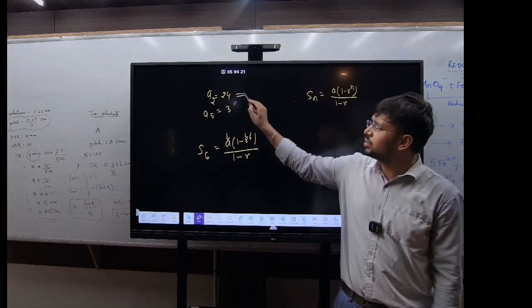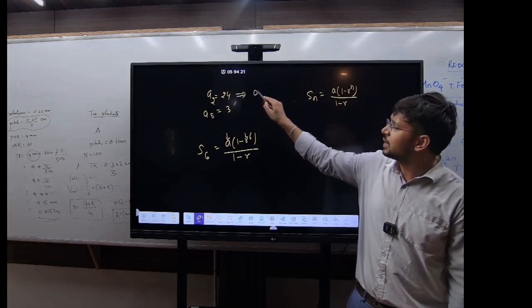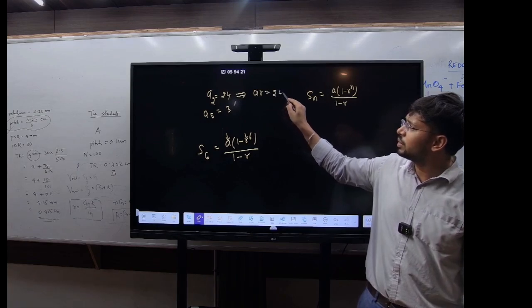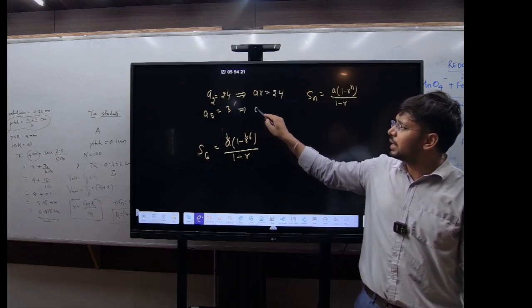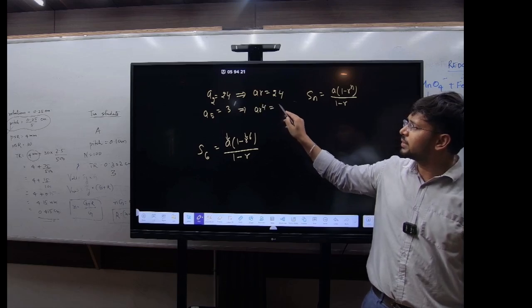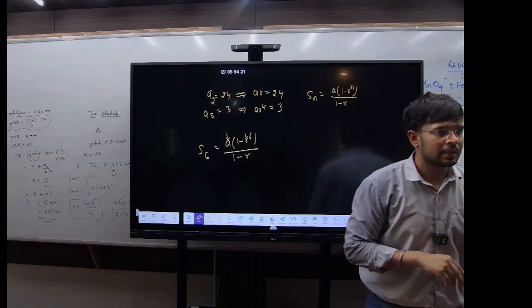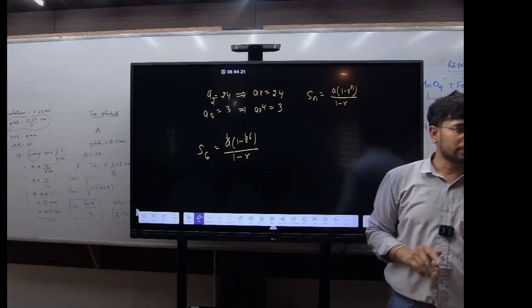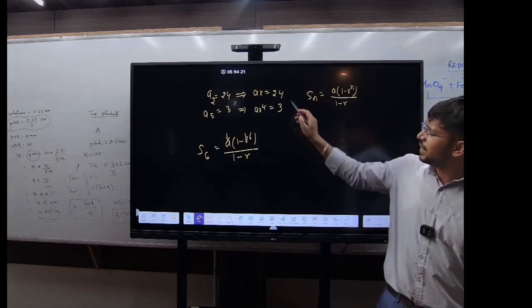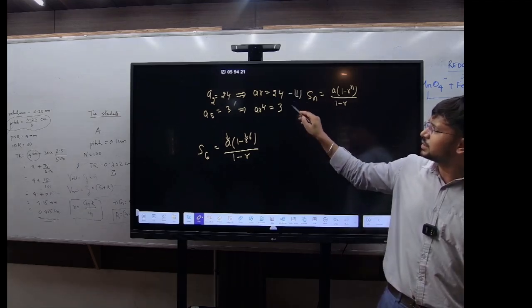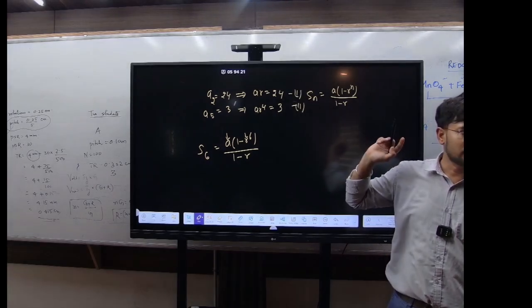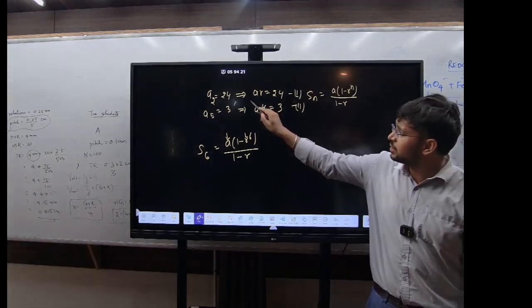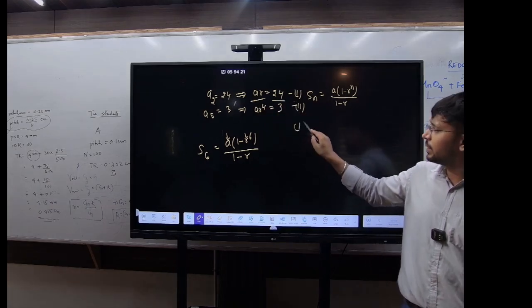What is A2? The second term formula is AR. AR is given as 24. And what is A5? It is AR4, and that is given as 3. With the help of these two, I have to find A and R. Whenever two terms are given, just divide these two terms. Let's say this is equation 1 and this is equation 2. Whenever you have to find A and R, just divide 1 by 2.